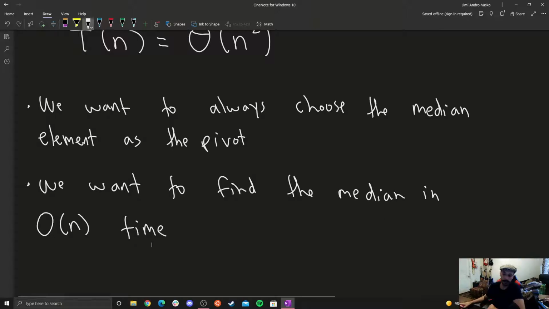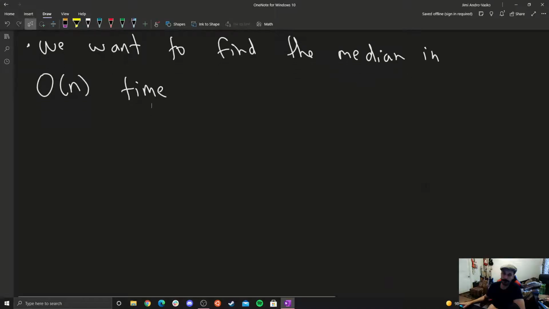So now we have to figure out a way to actually find the median in O of n time. Of course, we can sort the array to find the median, but there's actually a way to use partition such that we can find the median without having the whole array sorted. That's kind of the key. So we have to use partition-like functionality to allow us to find the median quickly.